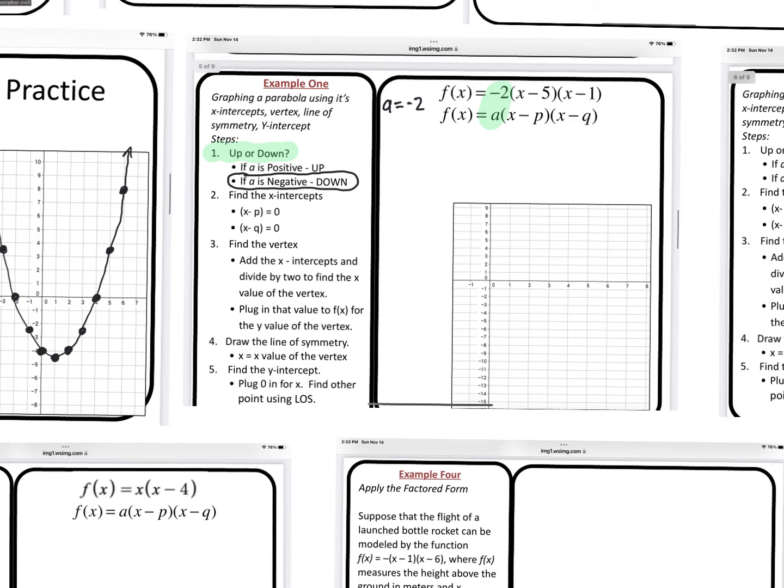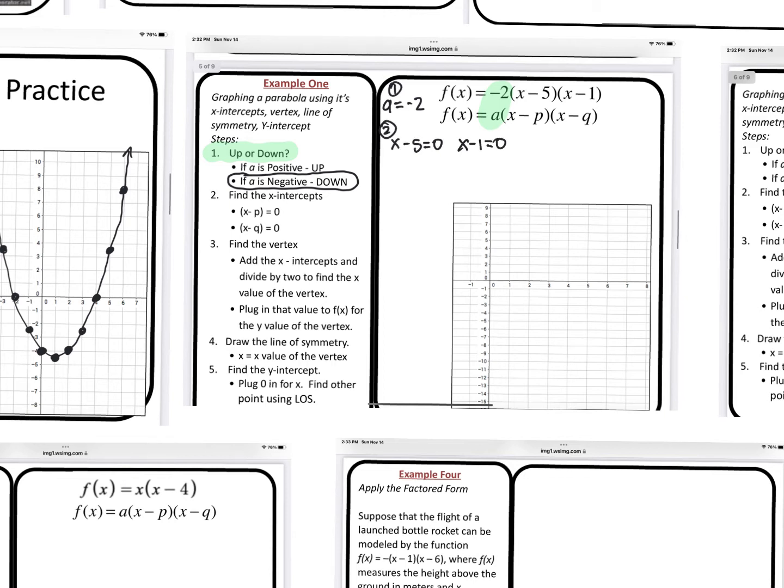So now what we need to do is take these two parts of the factored form and set them equal to 0. This is our first step. Our second step is going to be x minus 5 equals 0 and x minus 1 equals 0.